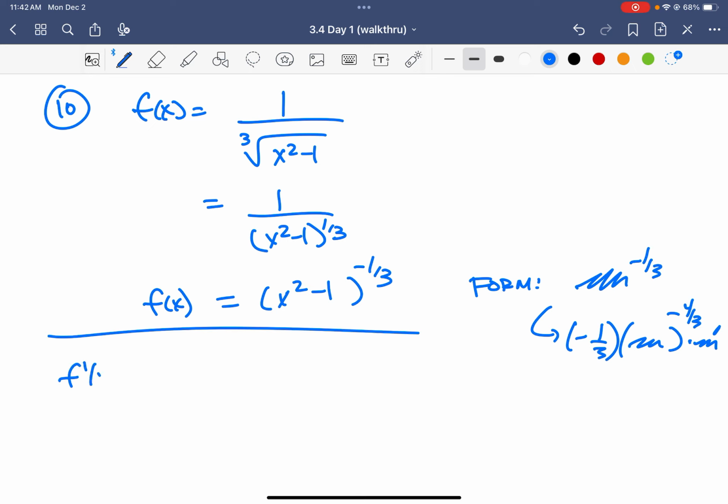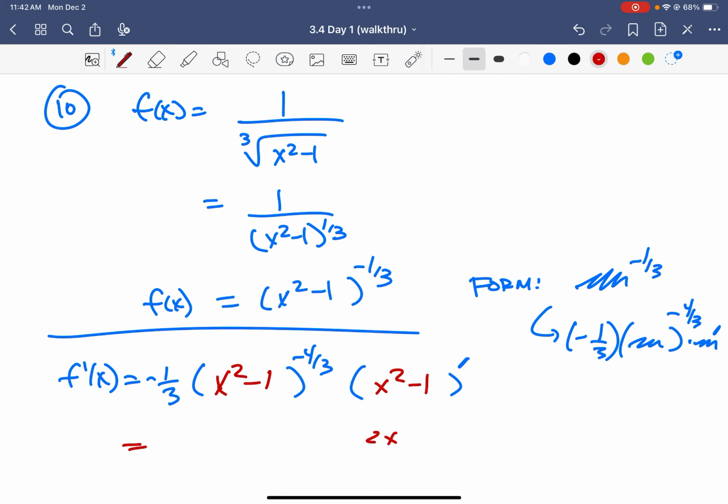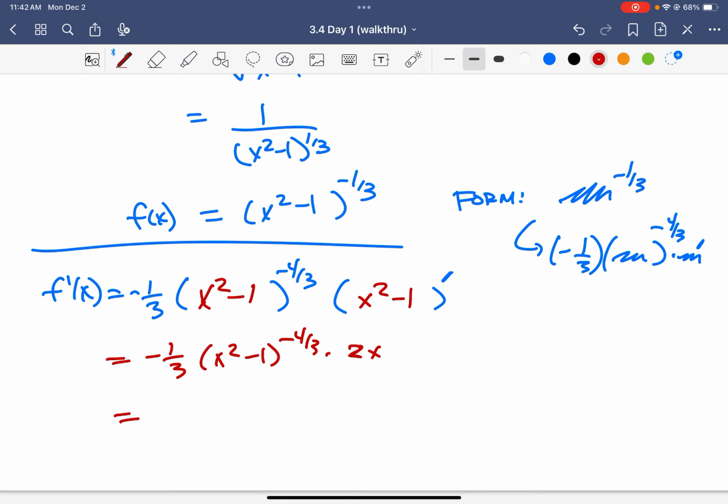I draw a line so that you know I'm taking the derivative. It's negative 1/3 stuff to the negative 4/3 times the derivative of that stuff. That stuff, its derivative is just 2x. So it's going to be negative 1/3 (x squared minus 1) to the negative 4/3 times 2x. If I was going to simplify that, I would have negative 2x on top, all over 3 (x squared minus 1) to the positive 4/3, and that would be my derivative.